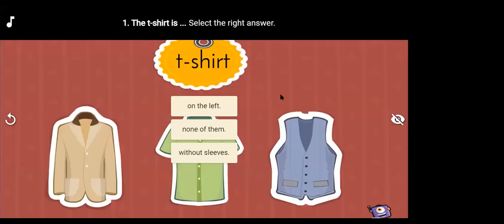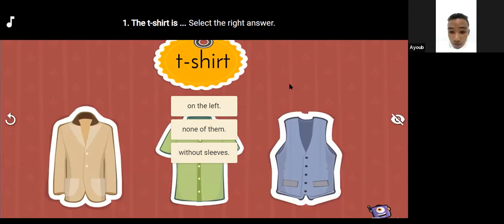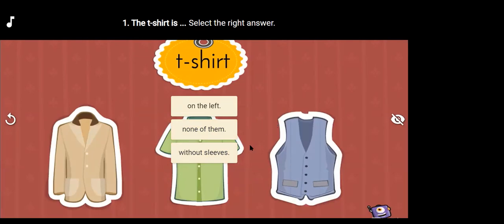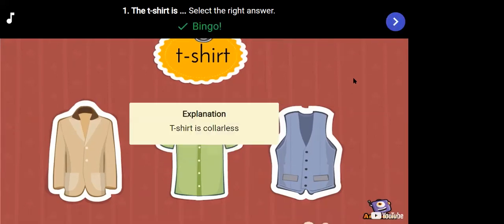Is the t-shirt on the left, or is the t-shirt none of them? It means the three are not t-shirts, or the one without sleeves. Where is the t-shirt? None of them. Okay, you will see why. Because a t-shirt is without a collar. When it has a collar, it's not a t-shirt, it's a shirt.